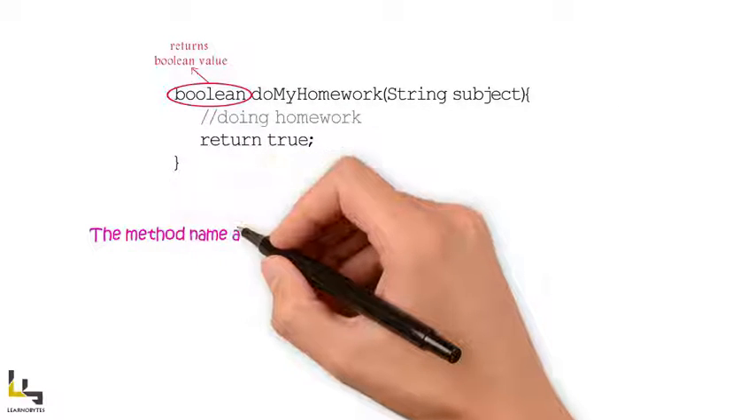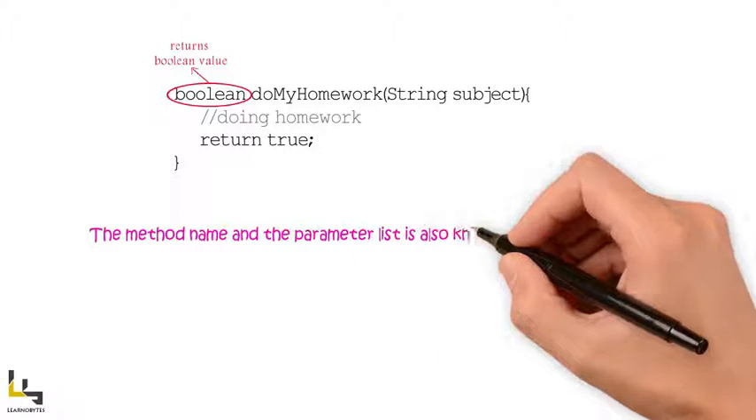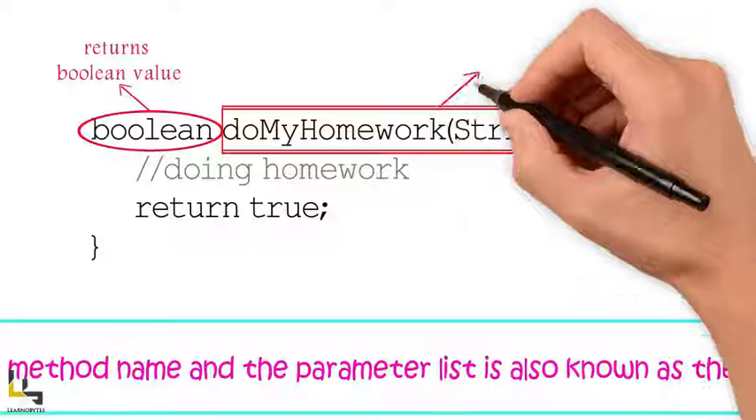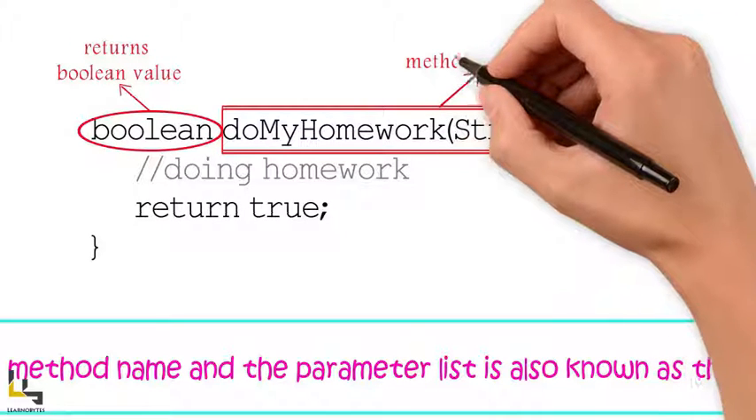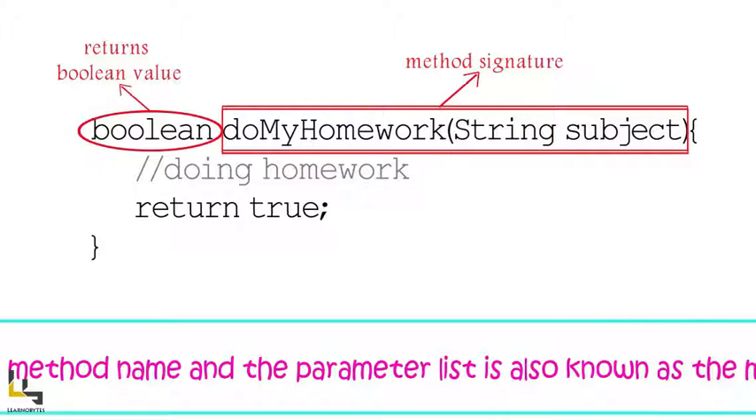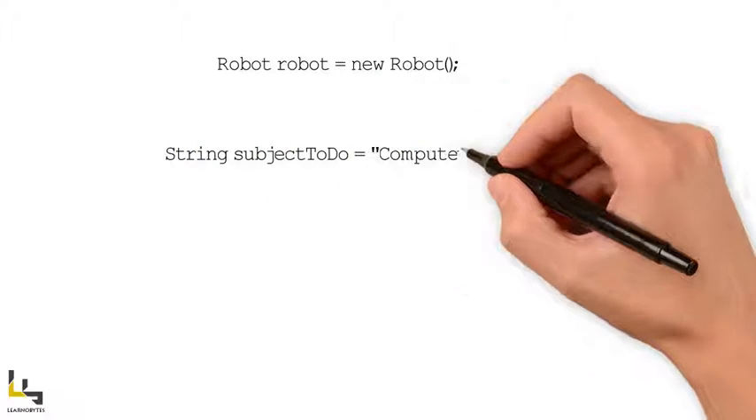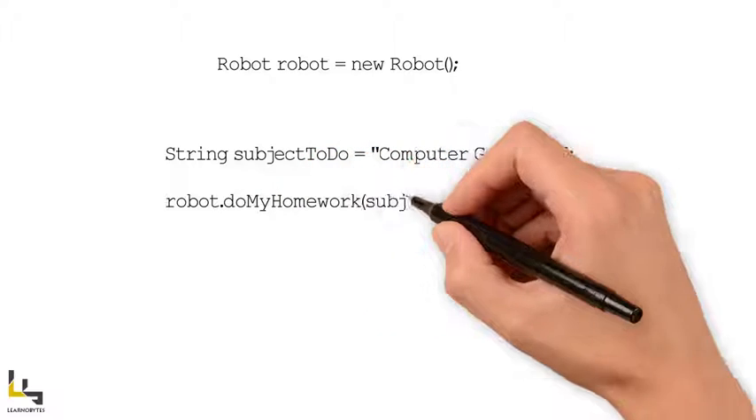The method name and the parameter list is also known as the method signature. In this code, do my homework string subject is the method signature. Now let's call this method. First, we need to create an object of the robot class and assign to a reference variable. Then call the method and pass value for the parameter.